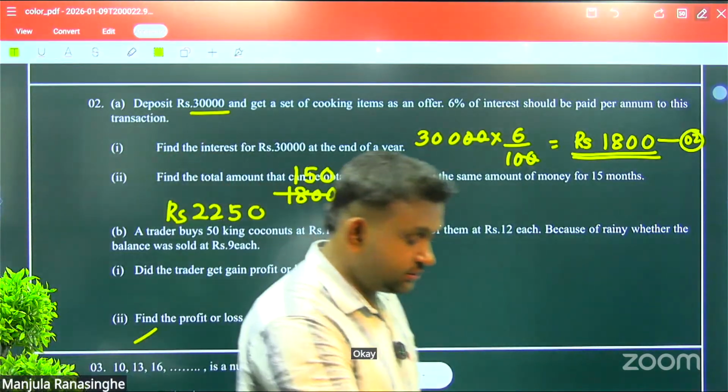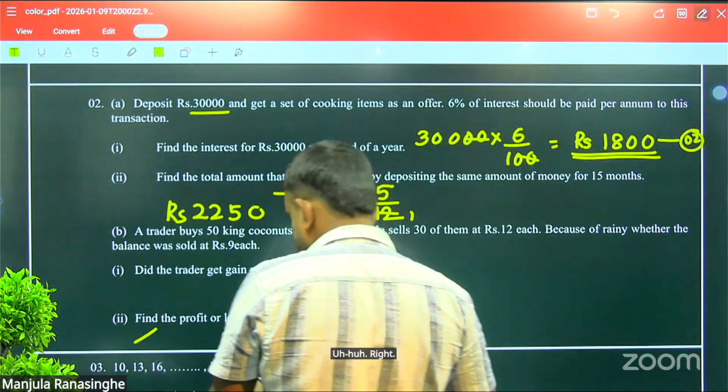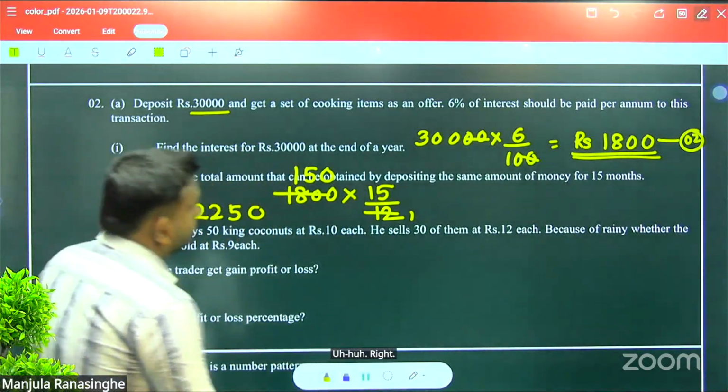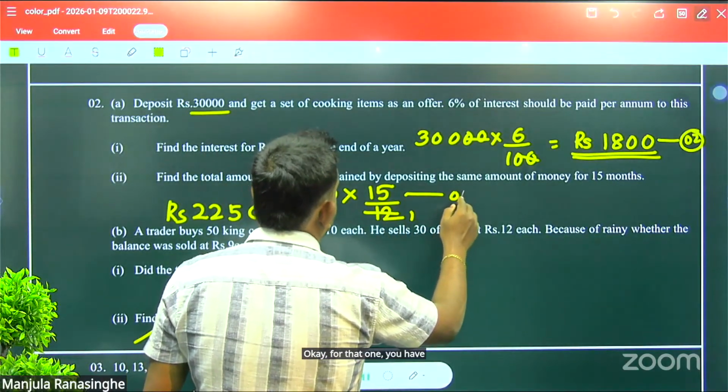Okay, right, complete. For that one, you have 3 marks there.